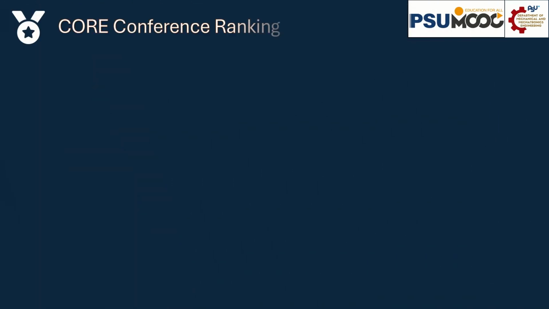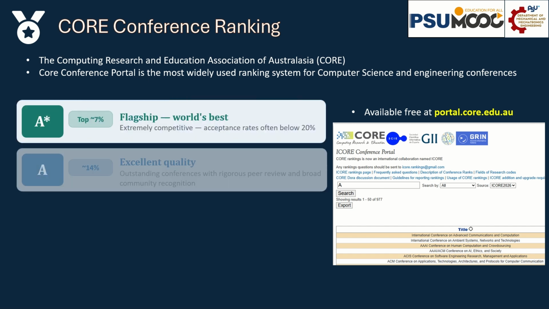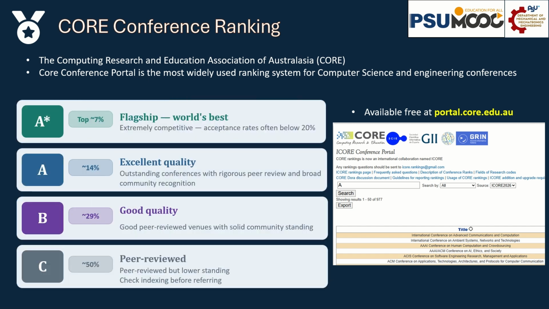CORE rankings by the Computing Research and Education Association of Australasia are widely used in computer science and related disciplines. According to CORE rankings, conferences are classified into 4 categories: A star, A, B, and C. A star conferences represent the highest tier and often have very low acceptance rates. These conferences attract leading researchers and are highly competitive.